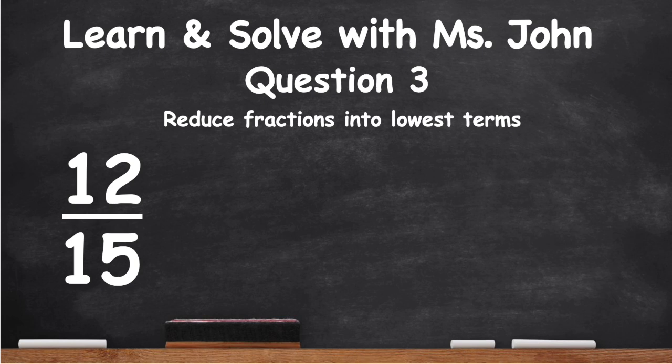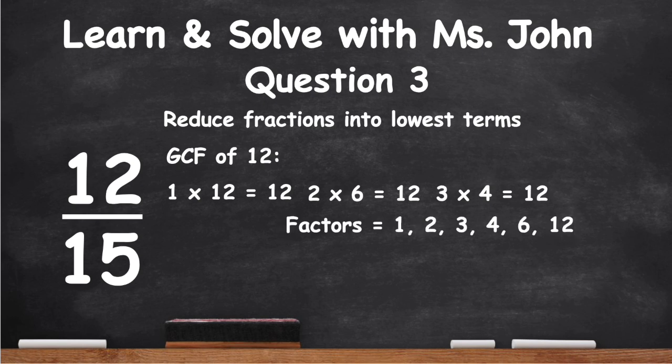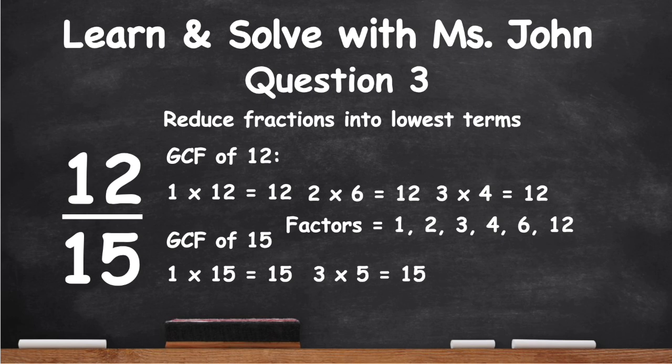So remember, you're going to say what times what equals 12. So the factors of 12 are 1 times 12, which equals 12, 2 times 6, which equals 12, 3 times 4, which equals 12. And the factors are 1, 2, 3, 4, 6, and 12. Now let's find the factors of 15. So 1 times 15 equals 15, 3 times 5 equals 15, and the factors are 1, 3, 5, and 15.